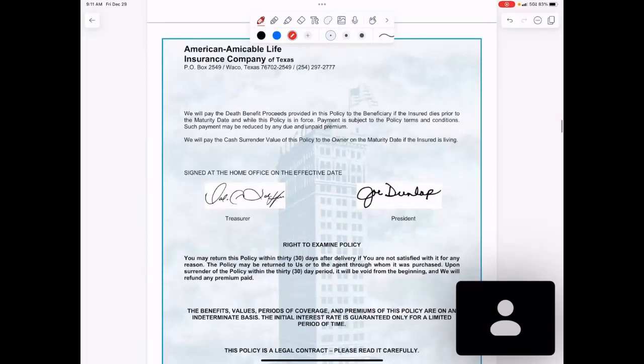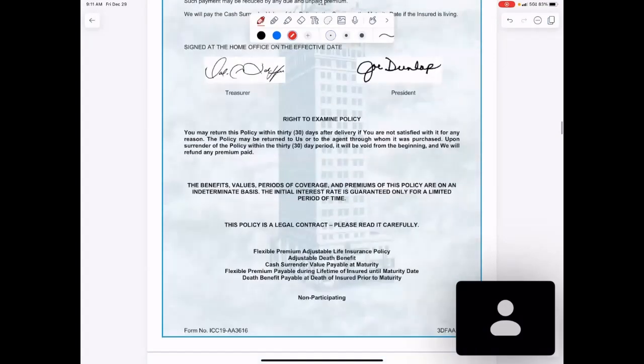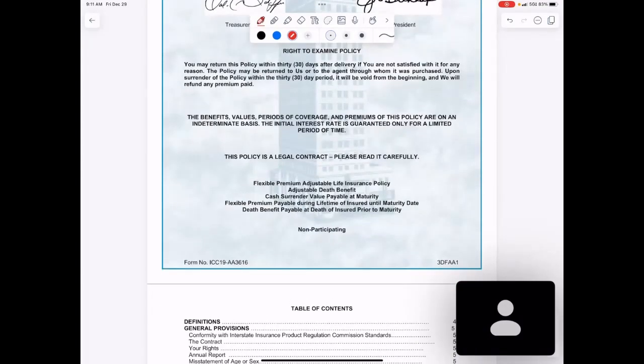So this is just a policy that I quick grabbed, just to go over this, but every universal life policy has pretty much the same components. You're looking for the same things. It doesn't really matter the name of the insurance company at the top. So some things that you want to look for: if you get the policy in your hands and you see flexible premium adjustable life insurance policy, or universal life insurance policy, or index universal life insurance policy, you are looking at a universal life insurance policy. So just be on the lookout for that.